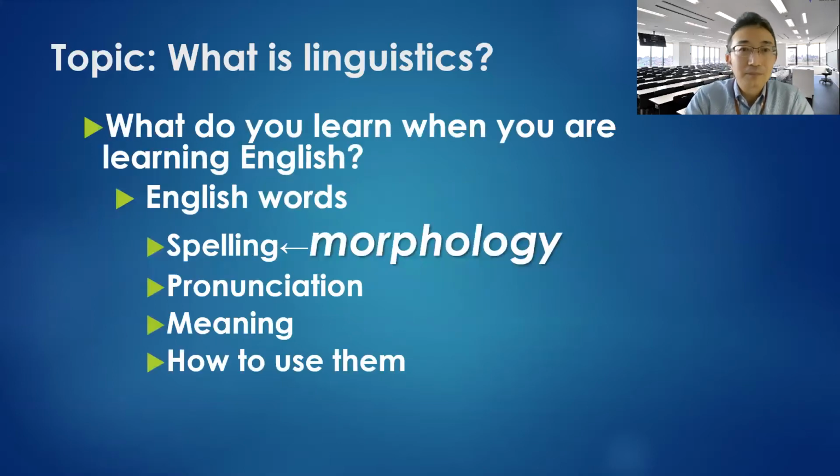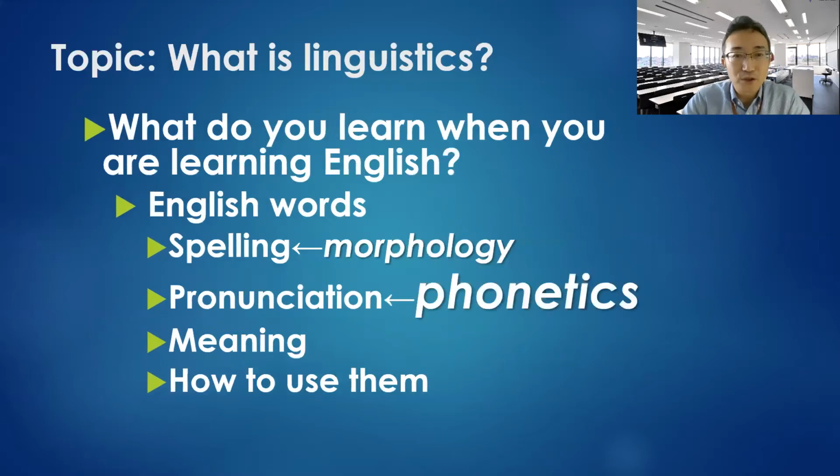Okay? Why is it? Because when you are going to learn spelling of an English word, then you have started learning morphology. And morphology is a subdivision of linguistics which deals with the forms of words of a language. Okay? Spelling and word forms, which are the areas of morphology. And when it comes to pronunciation, it is phonetics.